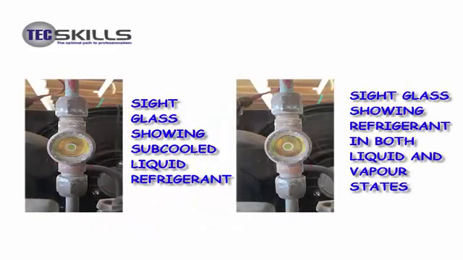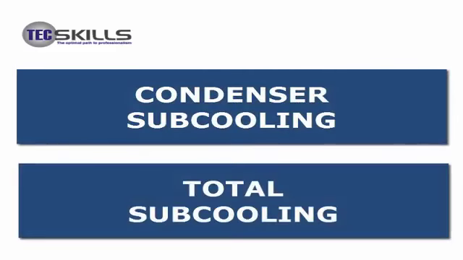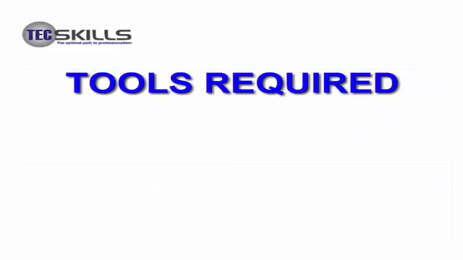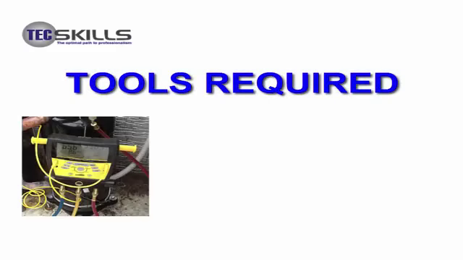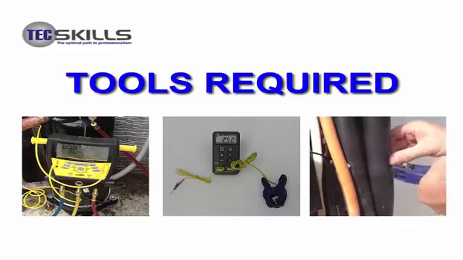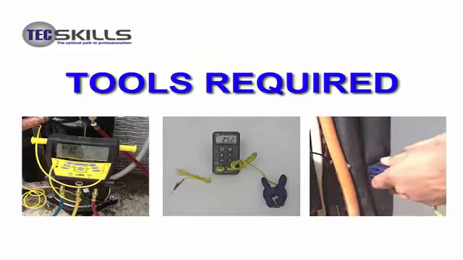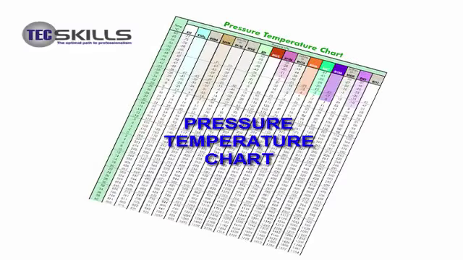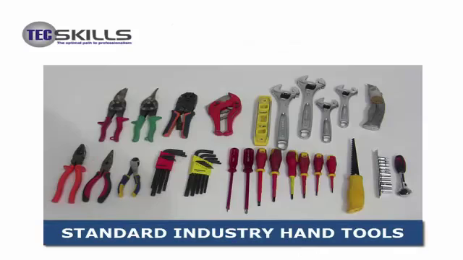Measuring the subcooling of a system is also an important part of analysing a system's performance. The two types of subcooling are the condenser subcooling and the total subcooling. The tools required are a refrigerant gauge, suitable for measuring the high side pressure in the system, a thermometer with a sensor that will allow for accurate pipe temperature measurement, a pressure temperature chart suitable for the refrigerant used in the system, as well as your standard industry hand tools.